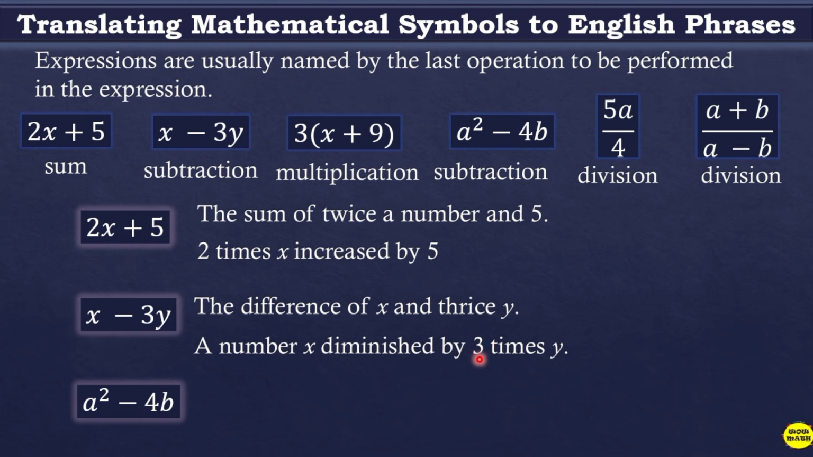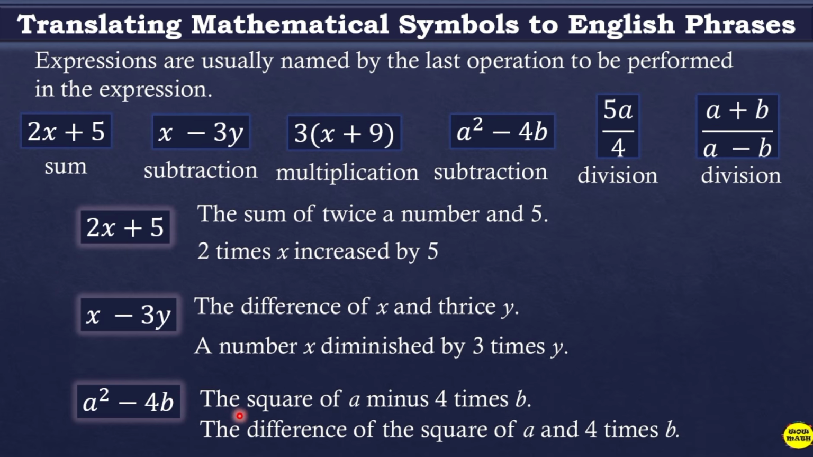Okay, next, I have a squared minus 4b. So, meron tayong square. Paano yan? So, the square of a, in-square daw yung a, the square of a minus 4 times b. Okay? So, the square of a minus 4 times b. Okay, maraming pwede.